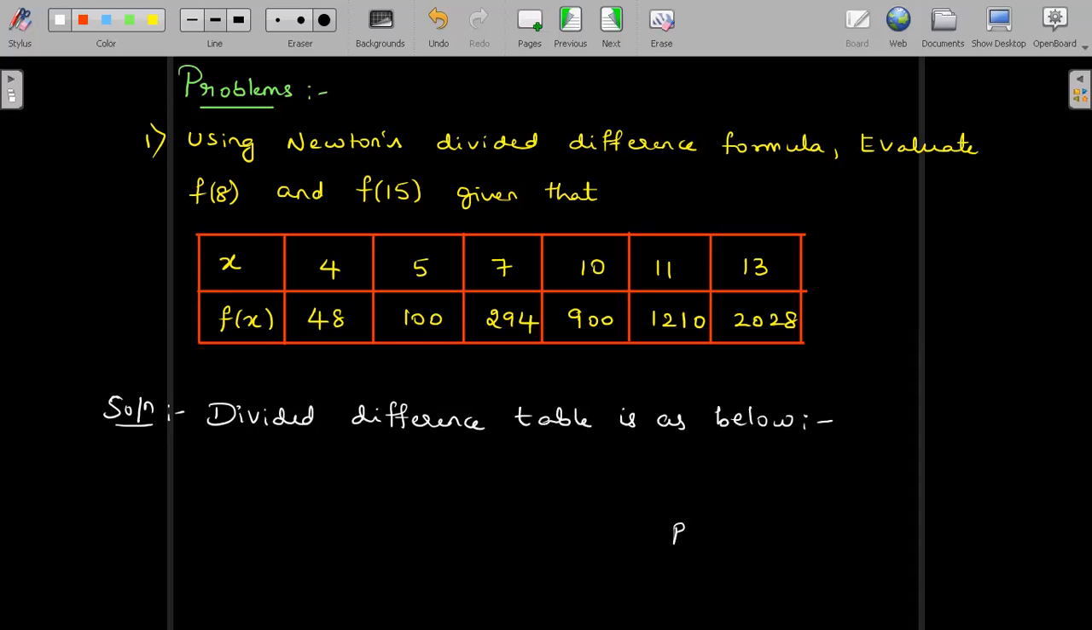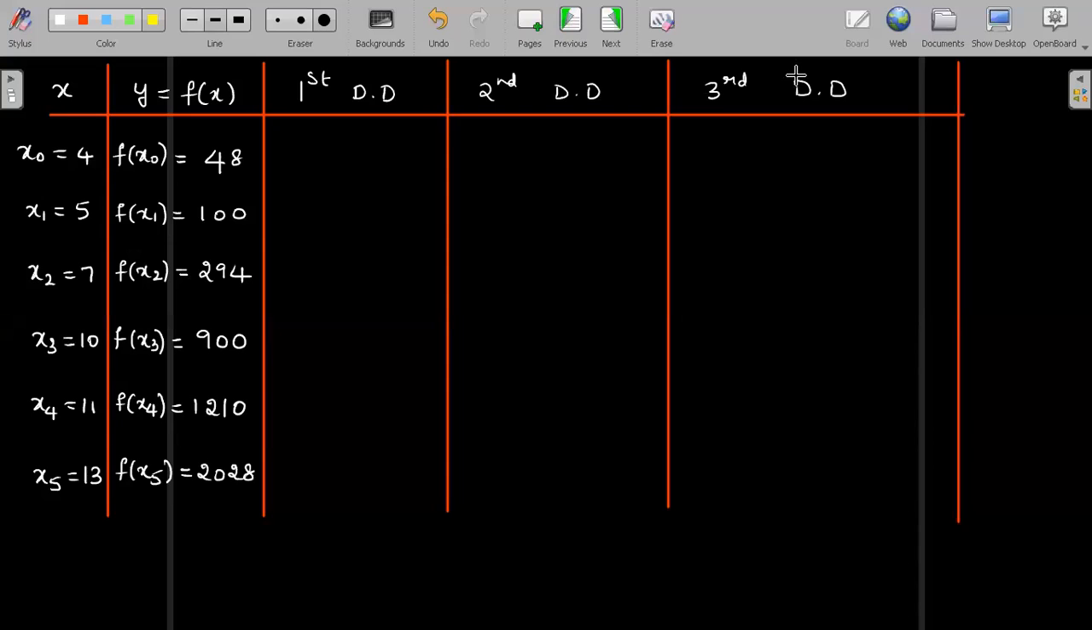So let us frame the table first. I have prepared this divided difference table for you. We have x values in the first column, y is equal to f of x values in the second column. Now we will find out first differences, second differences, third differences, etc.